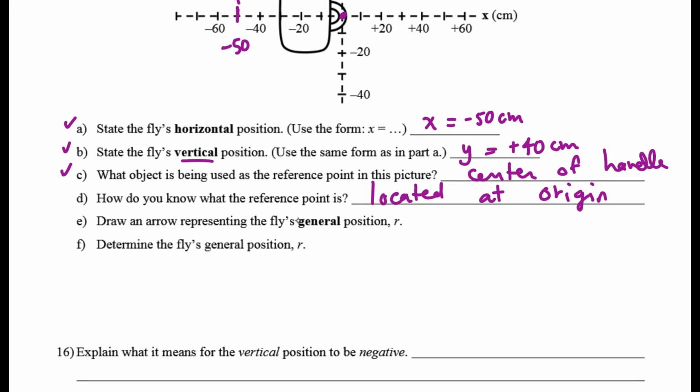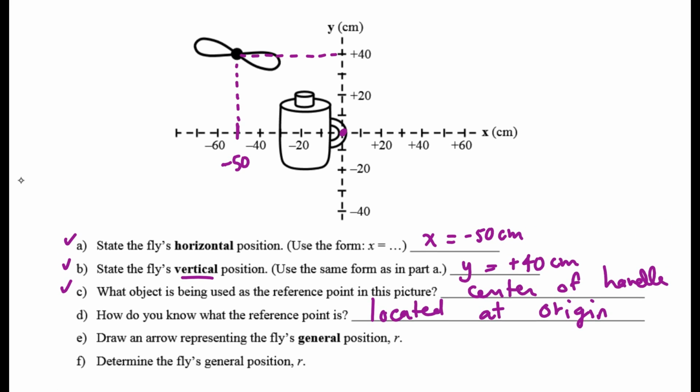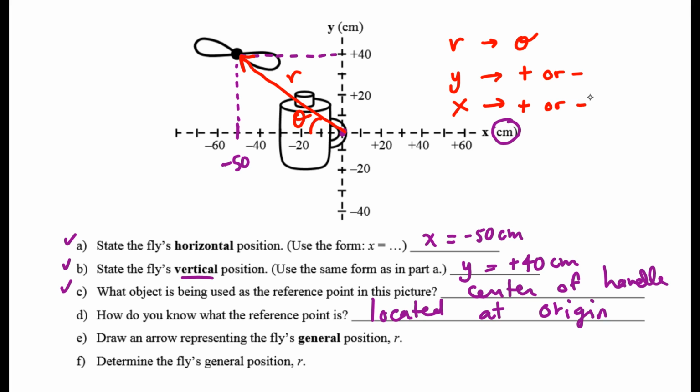Okay, draw an arrow for the general position R. Well, we always start with our pen at the origin, and then we point to the fly, or to the object. We also have to make sure we include the angle or direction of general position. Every position includes direction, and in the case of R, that direction is theta. In the case of Y, the direction is just positive or negative, up or down. For X, the direction is also positive or negative, up or down.